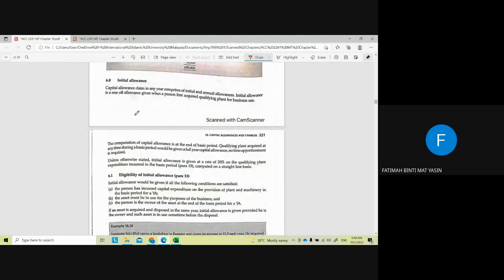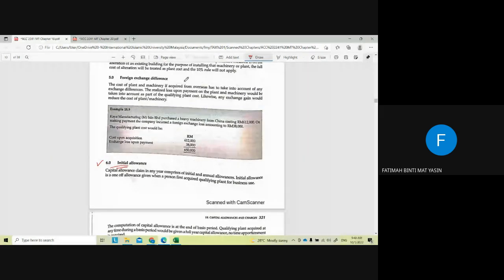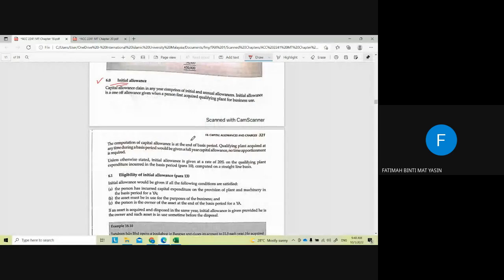Okay, so the next class we are going to continue with initial allowance here. Again, for the previous part, you need to read on your own. Next we are going to continue with how we calculate the initial allowance. Okay, any question before we end the session?